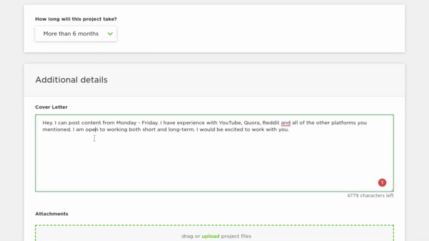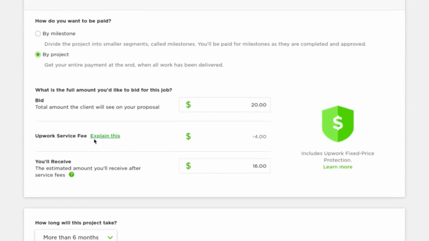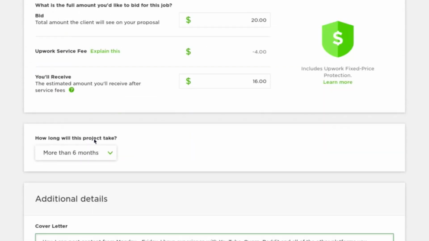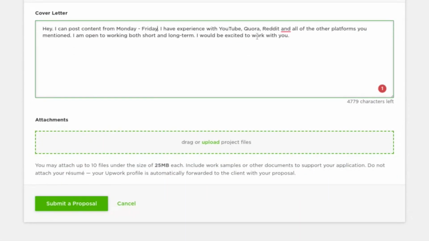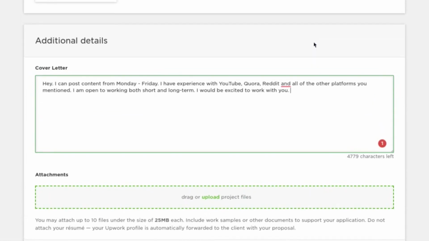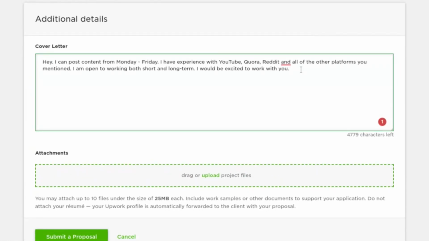Short, simple, and sweet. The client will see all of the proposal and they will be sure that I read the description. I can post from Monday to Friday. I have experience with the platforms they mentioned. My initial goal is to make sure the first sentence and the first thing that the client sees is really understandable, clear, and the client can see I read the description. That's it. Because the client doesn't have any other requirements, I don't want to write a really long cover letter.